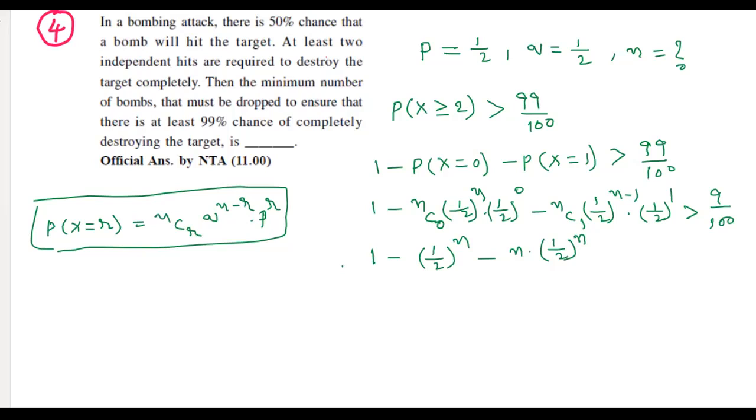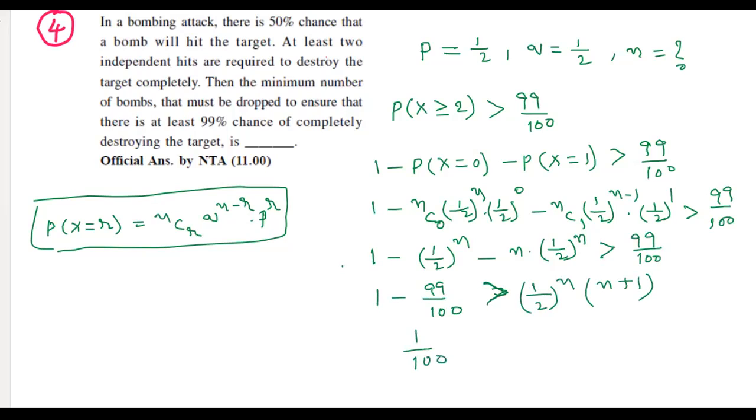Now 99 by 100 send left hand side. 1 minus 1 by 100 is not 9, 99. 99 by 100 is equal to the remaining two terms, send right hand side. That means I am taking the common 1 by 2 whole power n. Remaining is, we get n plus 1. So this is the symbol greater than, not equal to. This is 1 by 100 greater than n plus 1 by 2 power n.